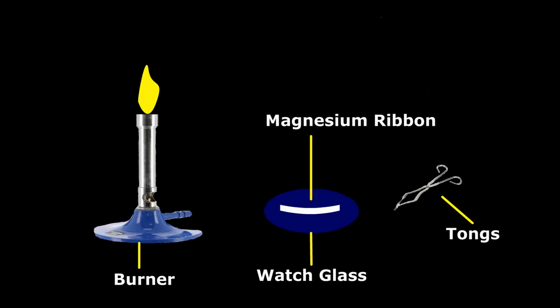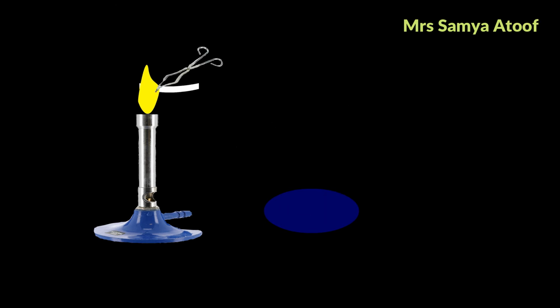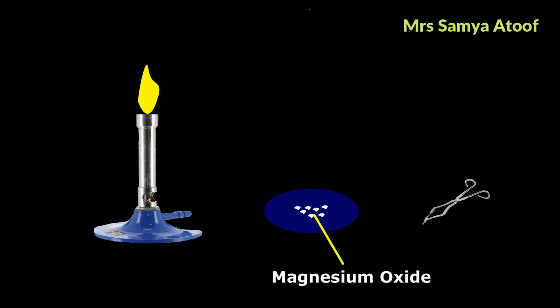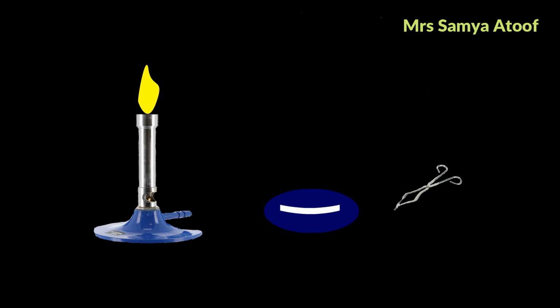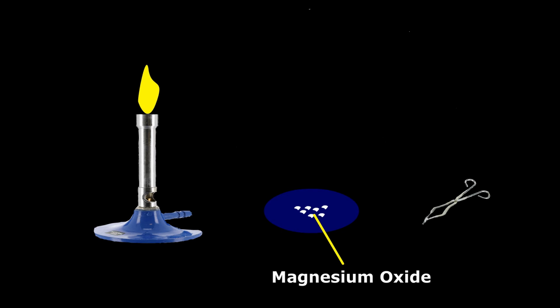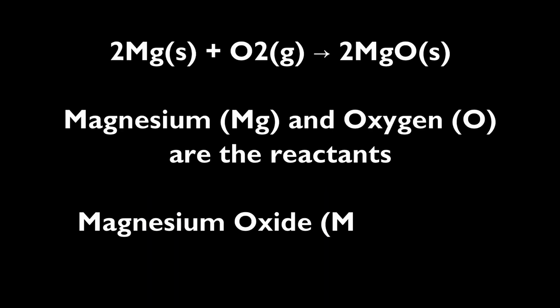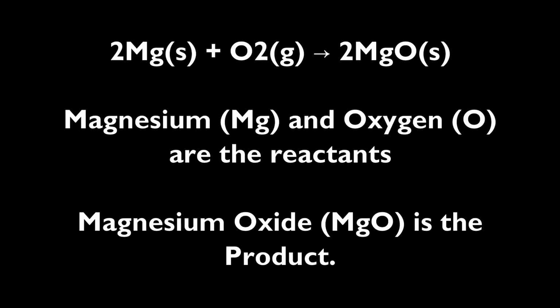So let us consider an example of burning a magnesium ribbon using a burner. Before burning the magnesium ribbon, you need to rub it with sandpaper. What we observe is that the magnesium ribbon burns with a dazzling white flame and changes into a white powder. This powder is magnesium oxide. It is formed due to the reaction between magnesium and oxygen present in the air.